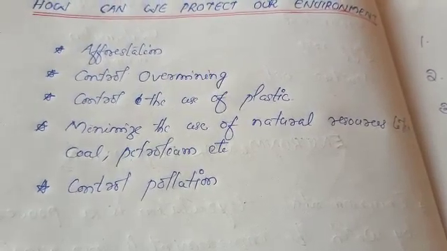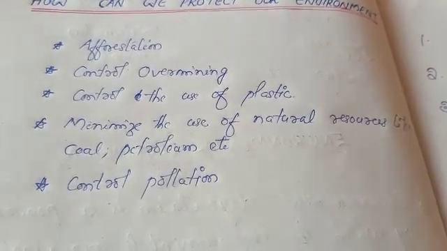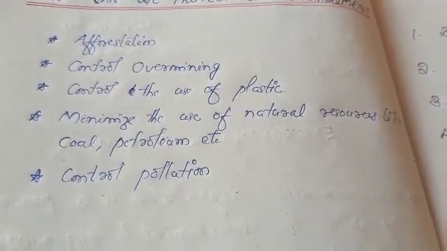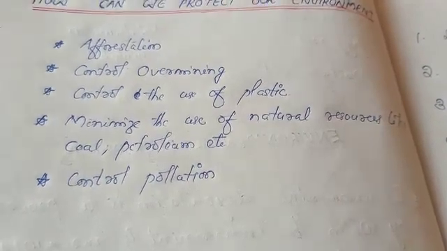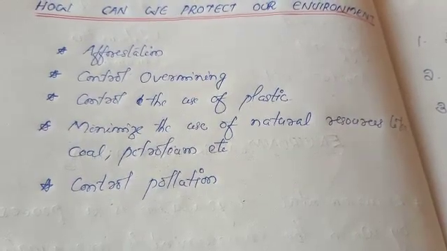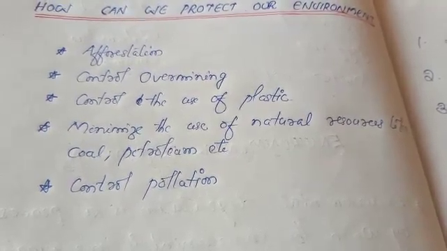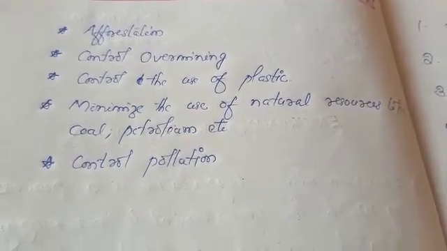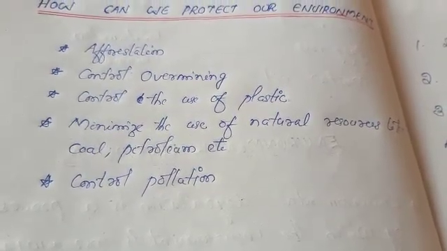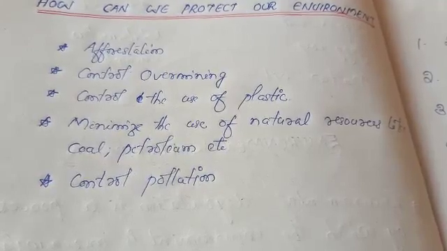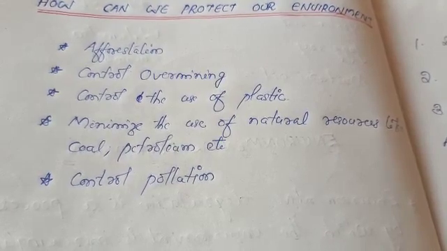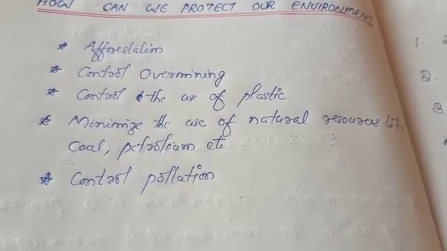Actually, coal and petroleum are precious natural resources. If we are not minimizing the use of these resources, what will happen? Our future generation will be facing resource scarcity. Next one, control pollution. Pollution causes various problems like spread of diseases, imbalance in ecosystem, climatic change, etc. So we have to control pollution.